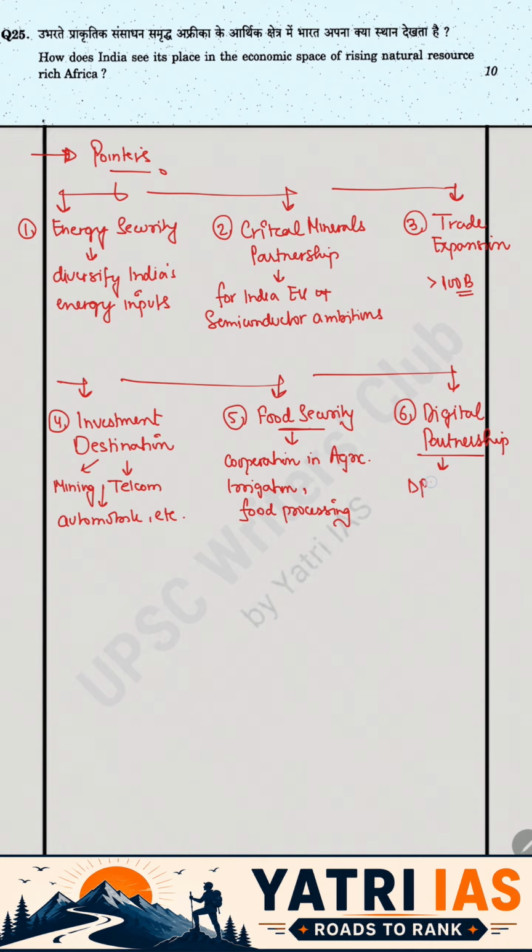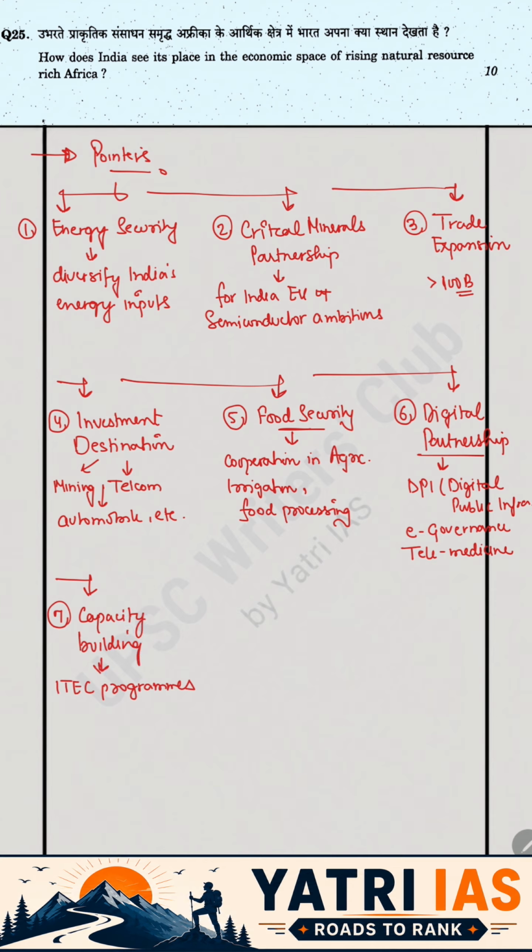Like we have digital public infrastructure, which we could build. e-governance. We could work on e-governance, telemedicine, and huge scope and potential in this area. Then India is very important for Africa as well, for capacity building as well. And we should mention that ITEC programs train 1,000+ African professionals every year. So India could provide that as well to Africa.